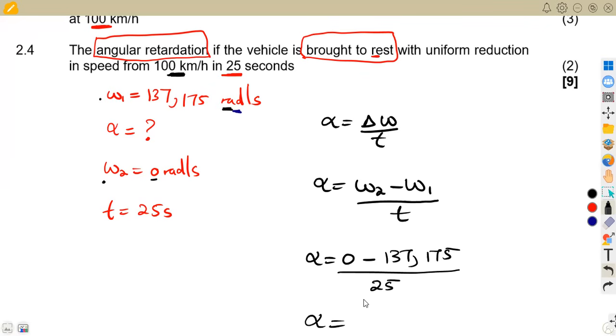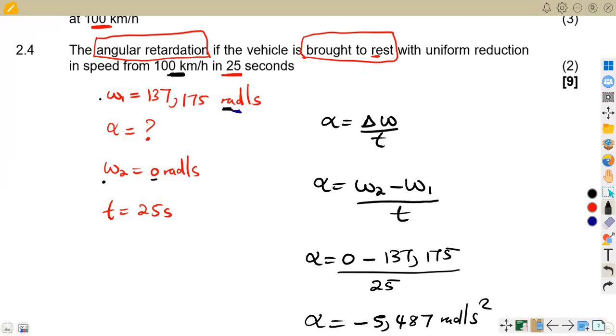That means we are going to obtain something like negative 5.487 in rad per square second. So this is in rad per square second. Be very careful how this information is given. All right, so that was the first part of the questions that I had made for you.